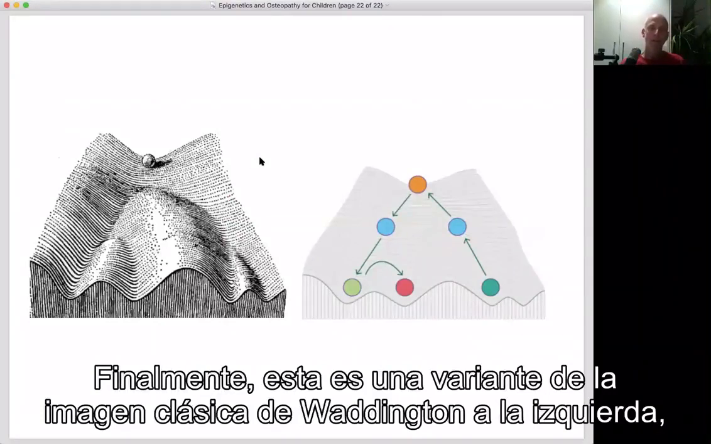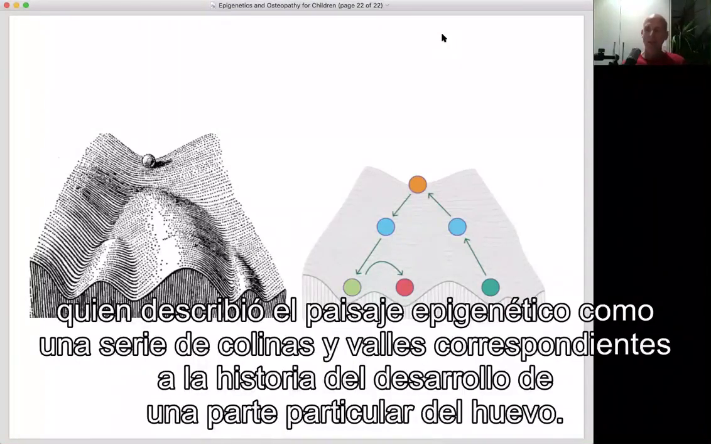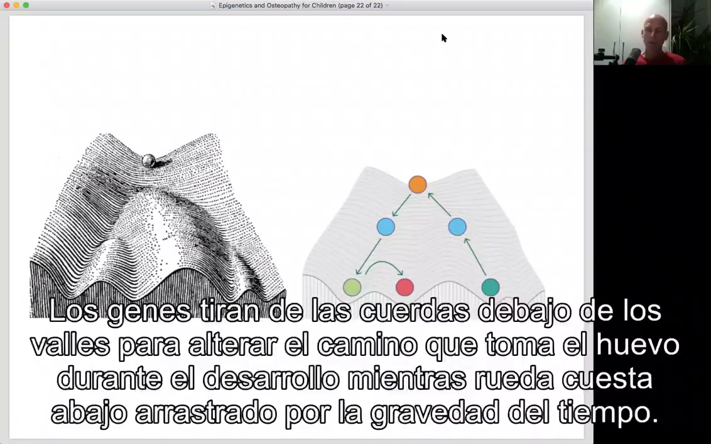Finally, this is a variation of the classic image by Waddington on the left, who depicted the epigenetic landscape as a series of hills and valleys corresponding to the developmental history of a particular part of the egg. Strings under the valleys are pulled by genes to alter the pathways that part of the egg takes during development as it rolls downhill, pulled by the gravity of time.